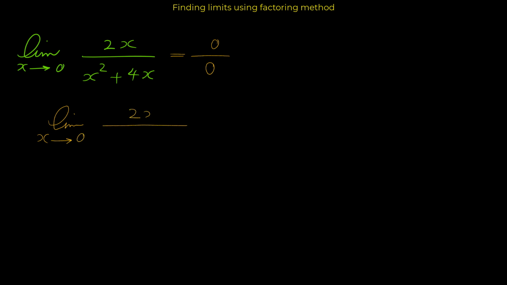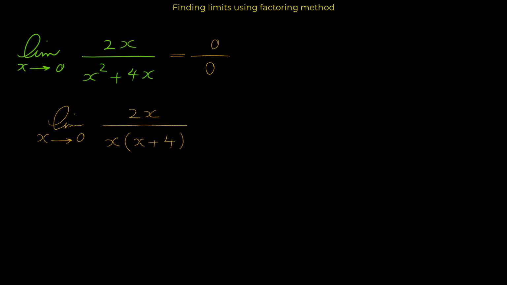In the numerator we have simply 2x. But in the denominator we have a quadratic expression again. Note that between x squared and 4x we have a common term. What is the common term between x squared and 4x? x. If we factor x from these two terms, from x squared remains x, and from 4x we have 4.